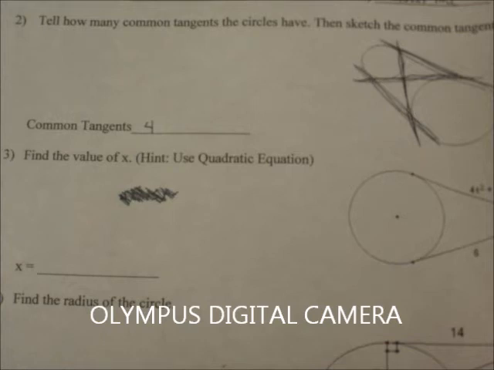For question 3, find the value of x using the quadratic equation. So we are given a circle with 2 tangents. One tangent side is 4x squared plus 5x, and the other tangent side is 6. So if we have 2 tangents that come together at one point, we know that both side lengths are the same. So when using the quadratic equation, we first have 4x squared plus 5x set equal to 6, and then we subtract 6 from both sides to get 4x squared plus 5x minus 6 equals 0.